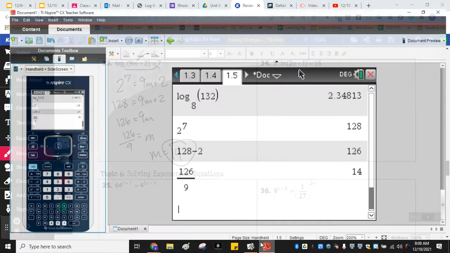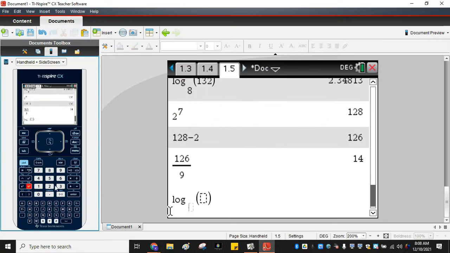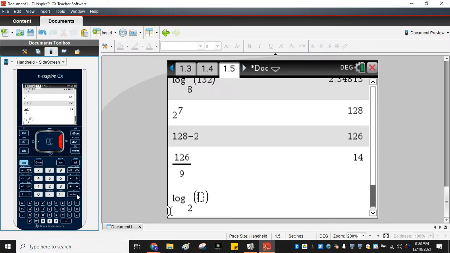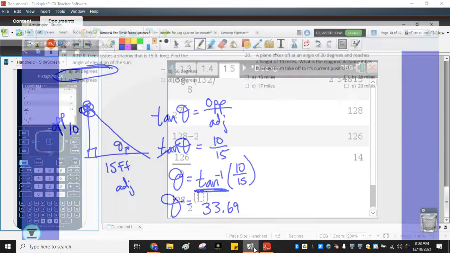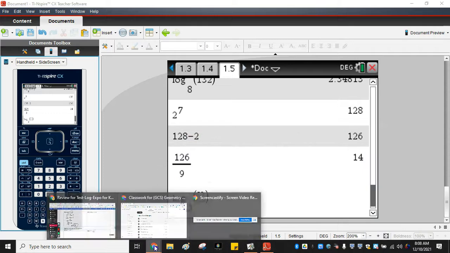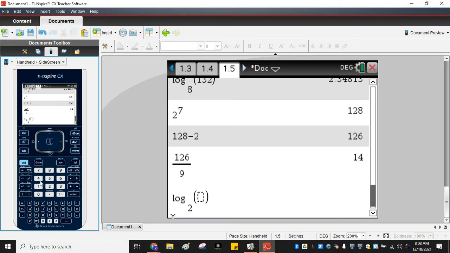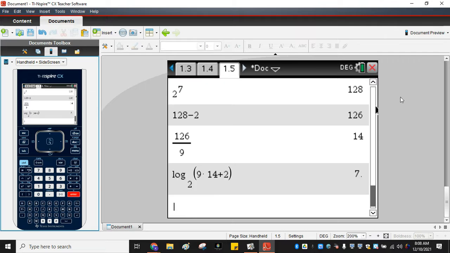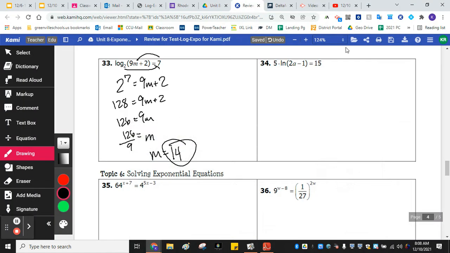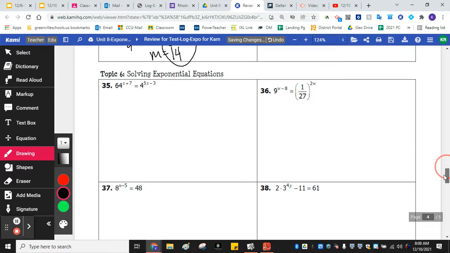Check that answer. 9 times 14 plus 2 equals 7. So you know you're right. Keep going.